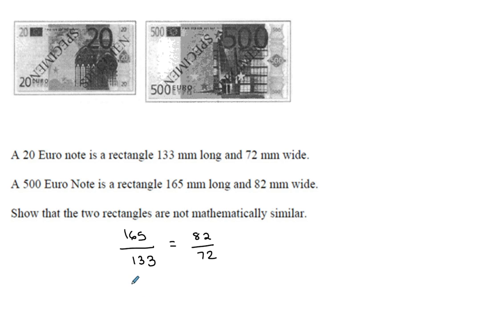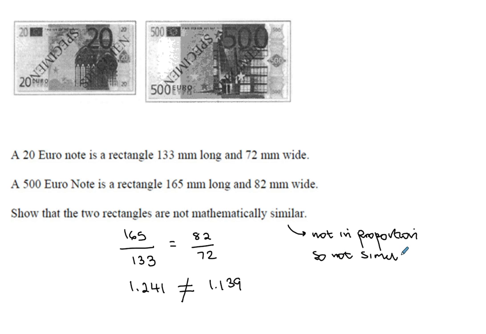So here I get 1.241, and when I divide 82 by 72, I get 1.139. And because those are not equal, you say not in proportion, so not similar. Okay, as easy as that. Next question.